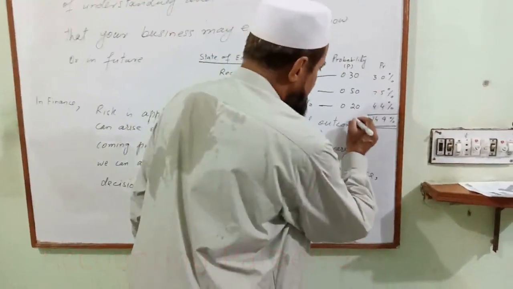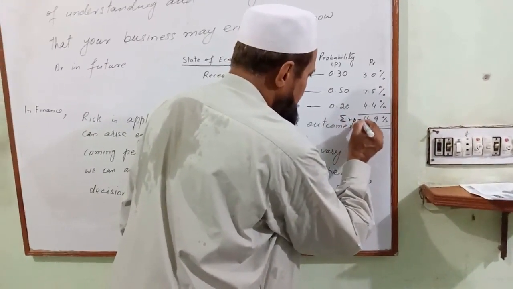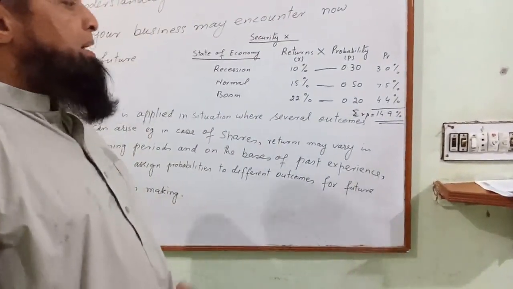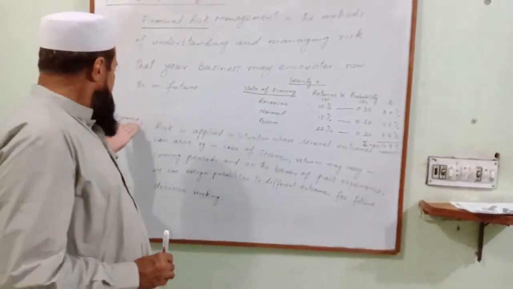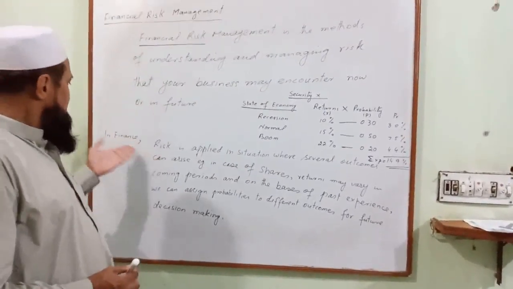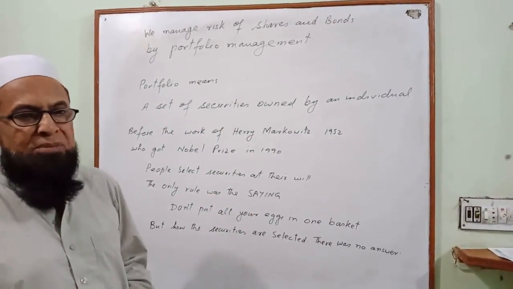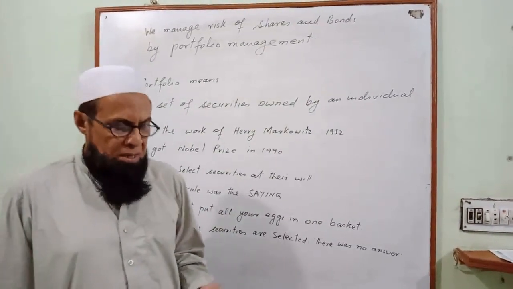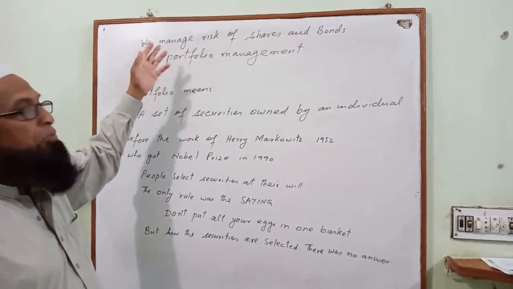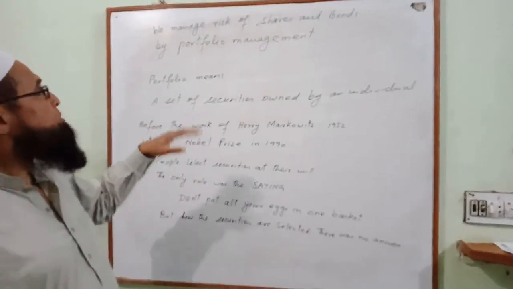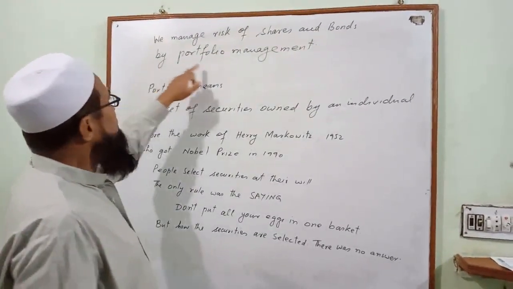When we make a total, it is equal to 14.9. The expected return is 14.9%. This is the idea of risk in finance or in financial management. We have defined what is financial risk management and what is the meaning of risk in finance. Now, how do we manage the risk in different avenues? For example, we manage risk of shares and bonds by portfolio management.